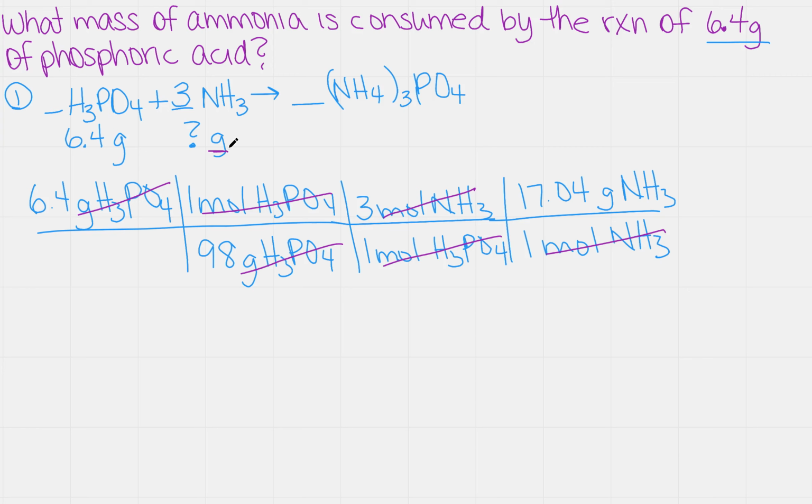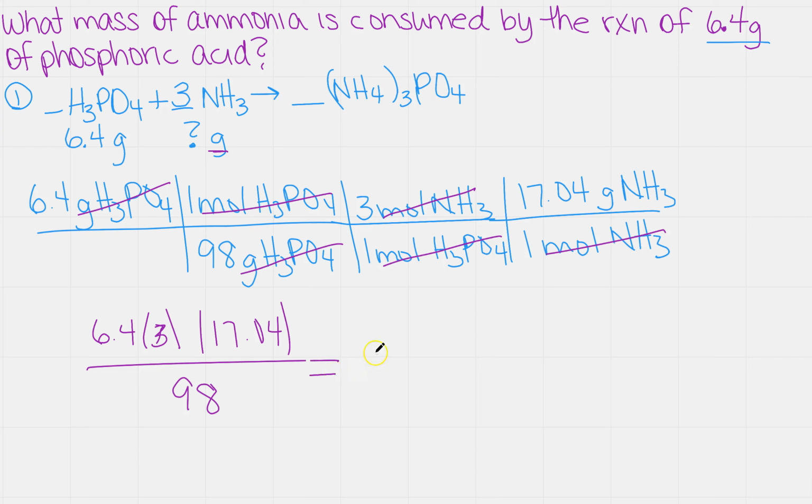So now I'm going to multiply 6.4 times 3, that's a funky 3, times 17.04, and then I'm going to divide that whole thing by 98. Oh, you gotta love the internet. 98. So when I do that on my calculator, I get 3.3389, and then a whole bunch of other numbers.